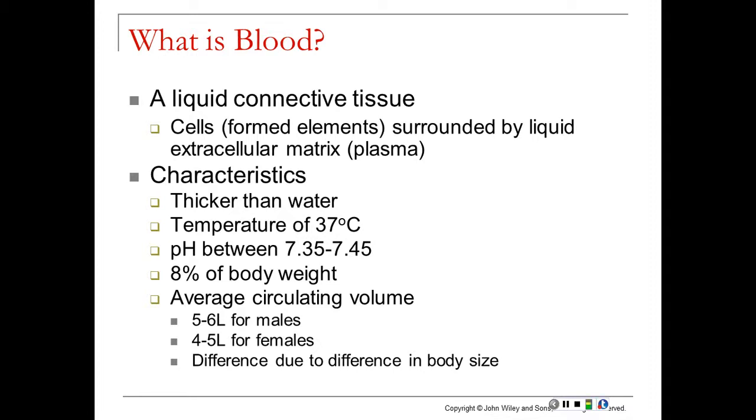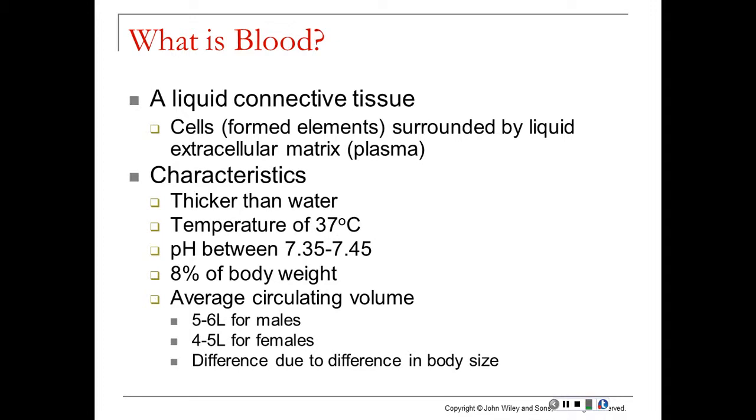Some of the characteristics: it's thicker than water. You've heard of that before, right? Blood is thicker than water. Temperature around 37 degrees Celsius. That's body temperature, 98.6 degrees Fahrenheit. The pH of blood is always kept somewhere between 7.35 and 7.45.